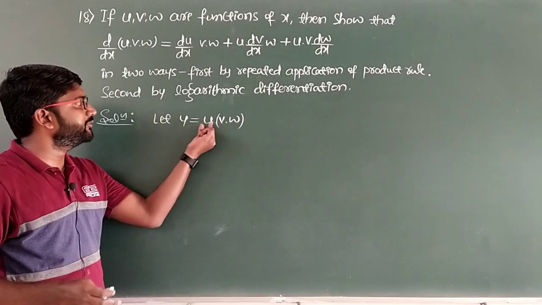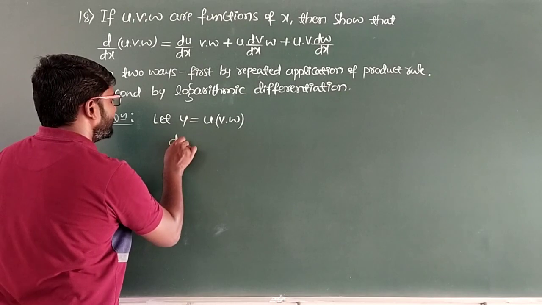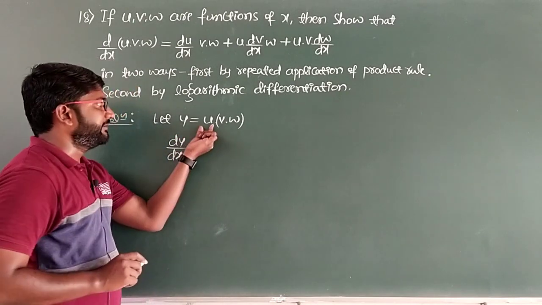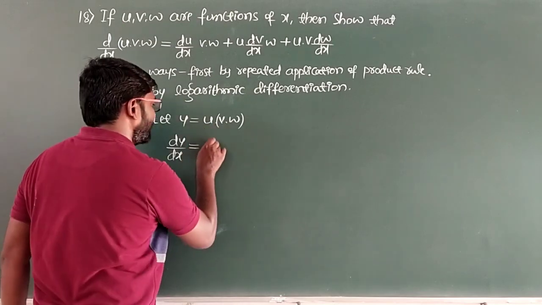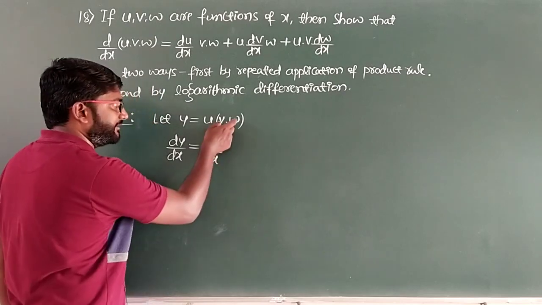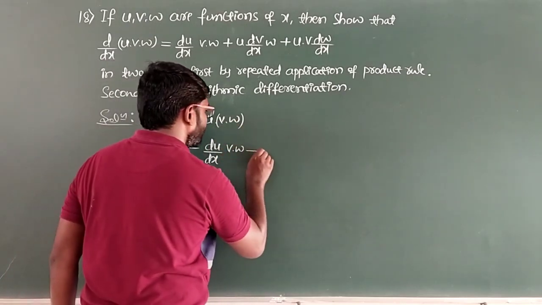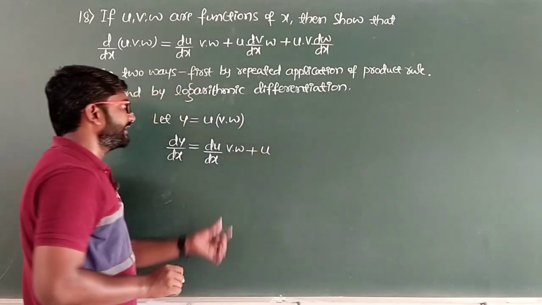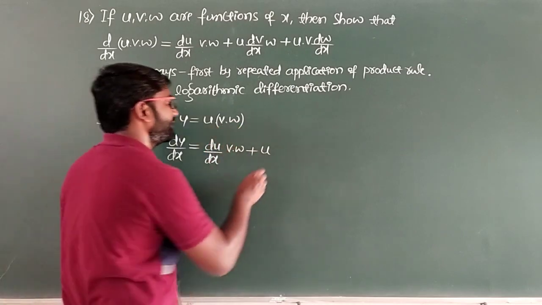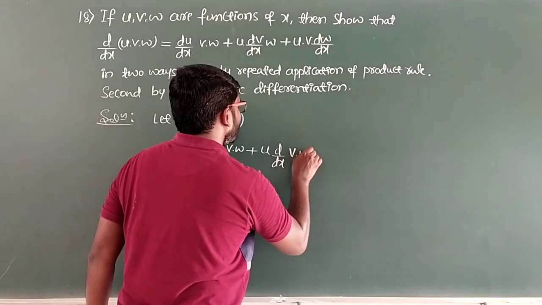Differentiate both the sides with respect to x, we get dy by dx which is equal to, now derivative of the first function du by dx, derivative of the first function with respect to x, and write these two as it is, v into w as it is, plus now write u as it is. I will be writing the first function as it is, take the derivative of the second function into d by dx of v into w.